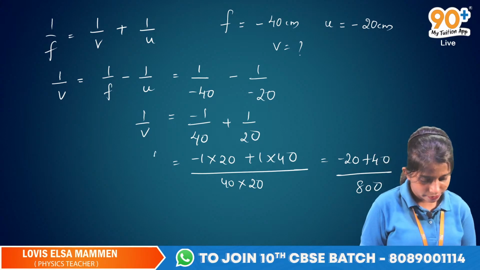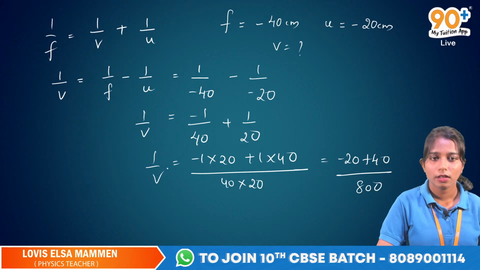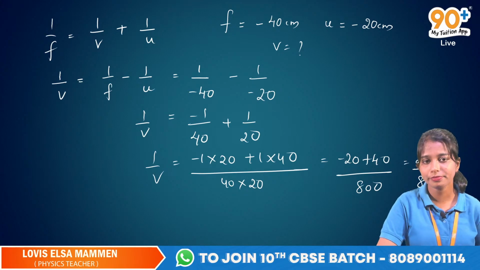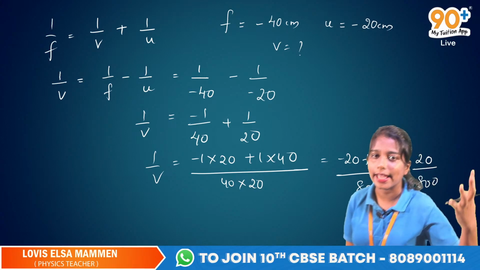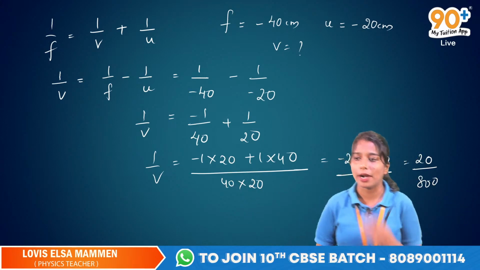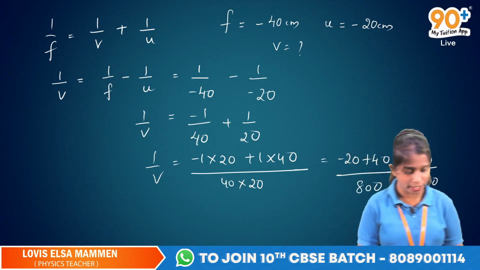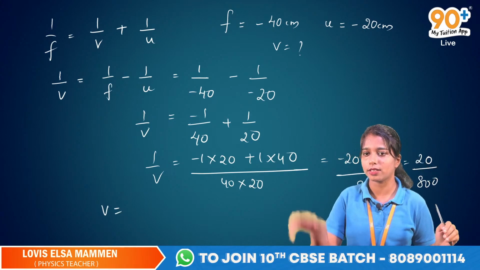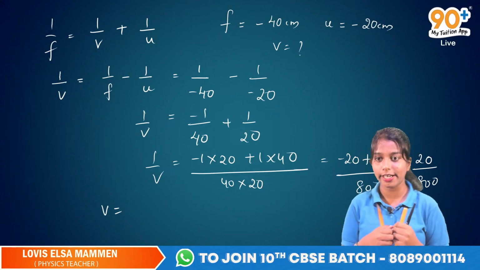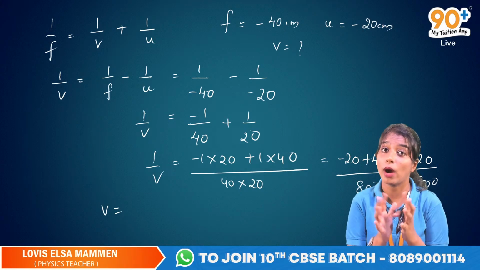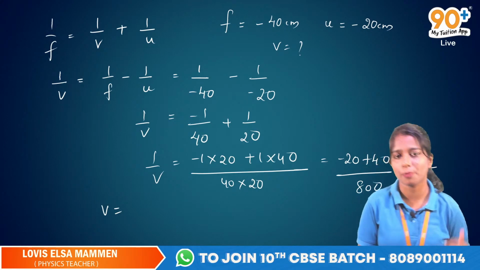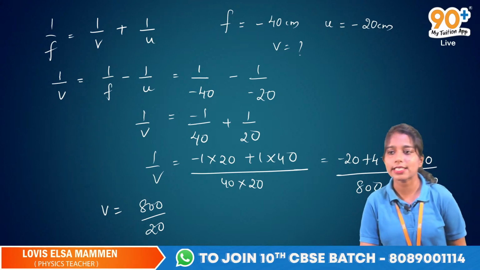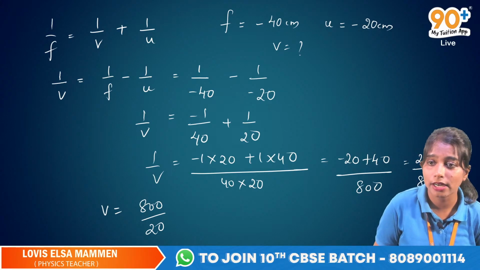So 1 by v is 20 by 800. From that, v is the reciprocal of this. Since 1 by v is equal to 20 by 800, we need the value of v, not 1 by v. So just take the reciprocal. It is 800 by 20. What is this 800 by 20?